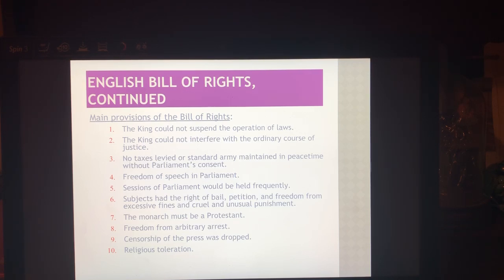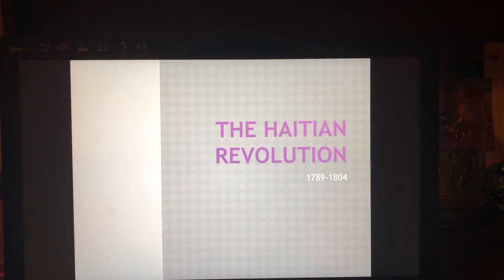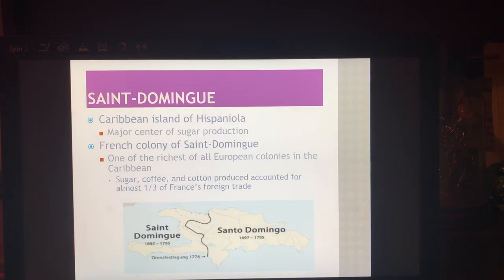Again, we see that in our English Bill of Rights. Censorship of the press was dropped, so freedom of speech, freedom of the press, and freedom of religion. All of these things in the Bill of Rights are going to be the basis for the American Bill of Rights. And again, I told you this is happening prior to the American Revolution. What we're going to look at now is the Haitian Revolution, which actually has its basis in the French Revolution.